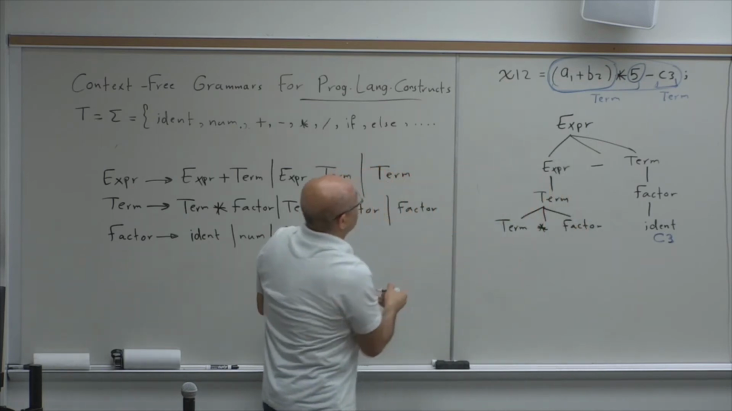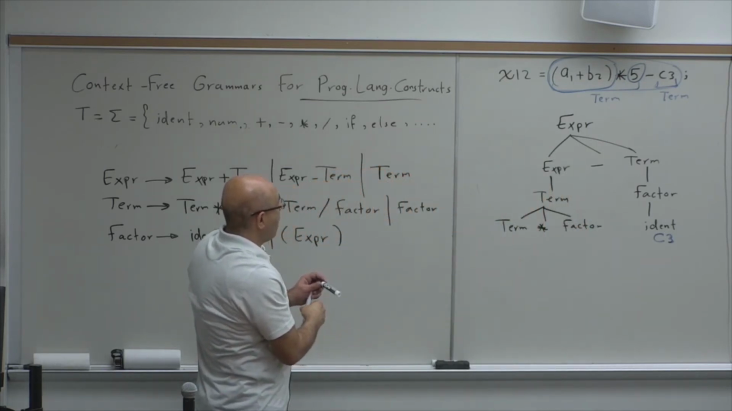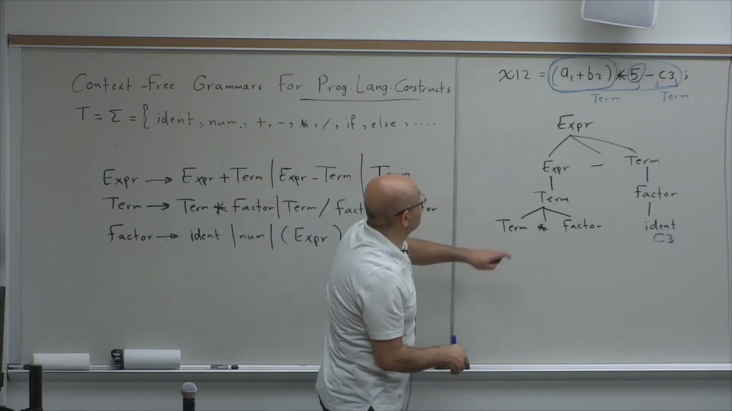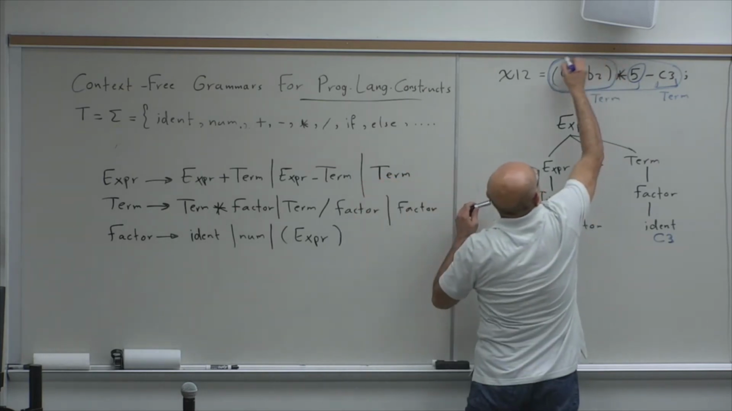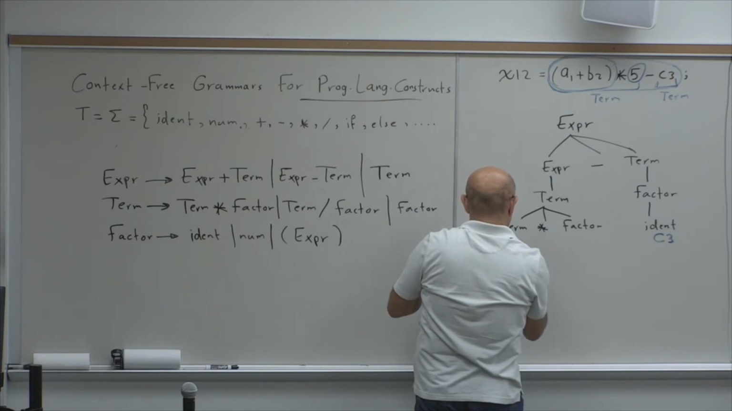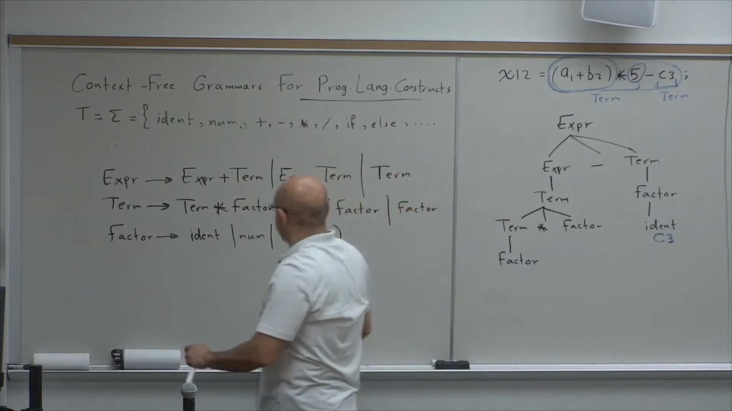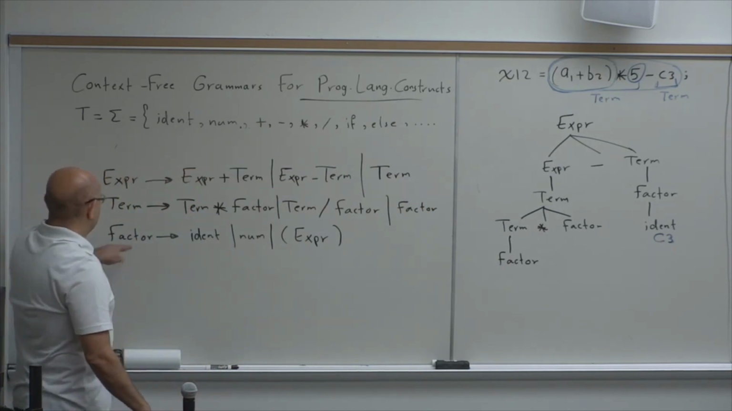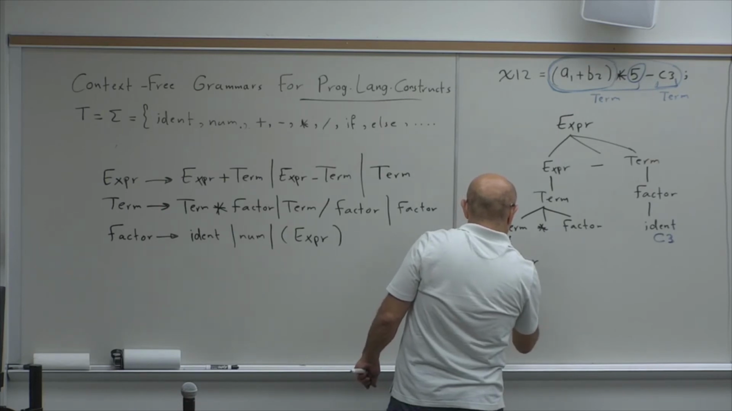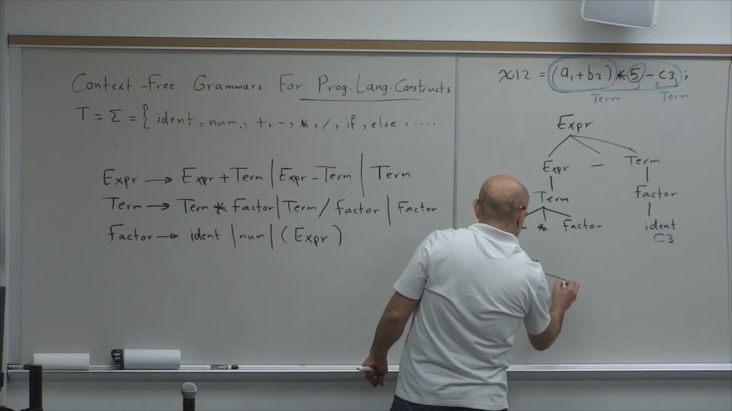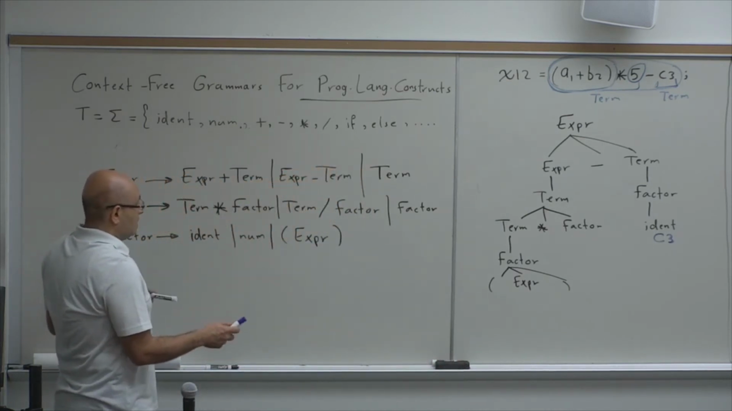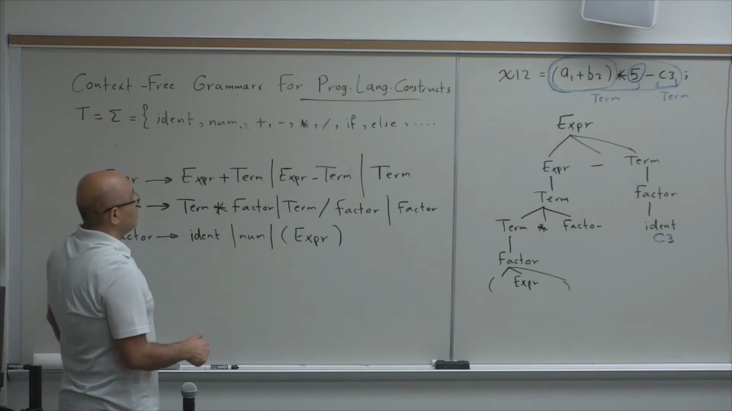And now this term is what? This term here consists of how many factors? So this term is this. This is a single factor at this level. So this is a single factor. Now this factor is what? Yeah, this factor is parentheses, expression, parentheses, and then this expression is what? So you have to have a whole expression.